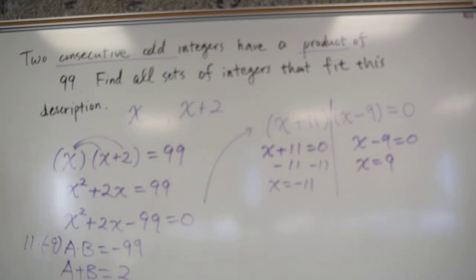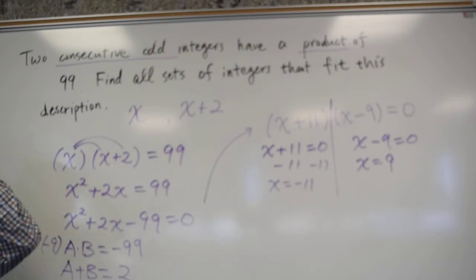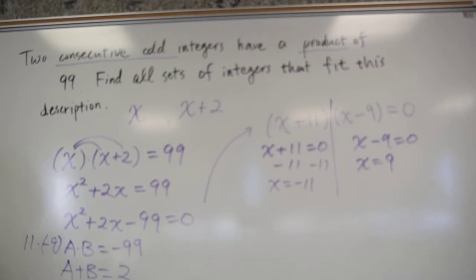Now, it's very easy to just stop here and say, these are the answers. But it's not. What's the question asking for? All the sets of integers. What's a set? It's a collection, right? So you have to say both odd numbers.